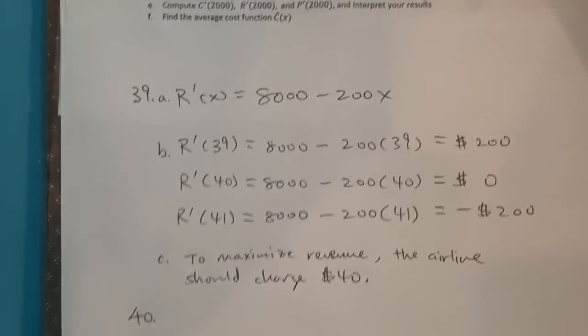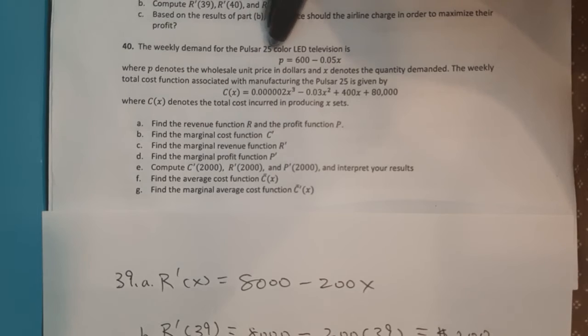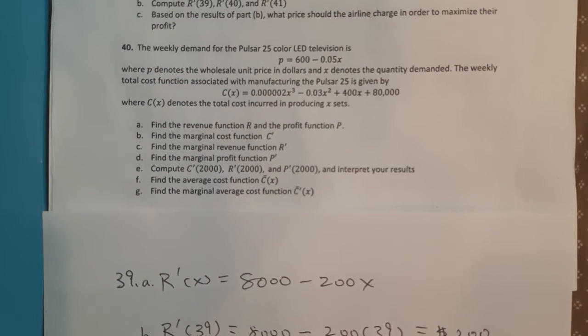Question 40. Here it says that the weekly demand for the Pulsar 25 color LED television is p equals 600 minus 0.5x, where p denotes the wholesale unit price in dollars and x denotes the quantity demanded. The weekly total cost function associated with manufacturing the Pulsar 25 is given by C of x equals 0.000002x cubed minus 0.03x squared plus 400x plus 80,000, where C of x denotes the total cost incurred in producing x sets. Part A, find the revenue function R and the profit function P.